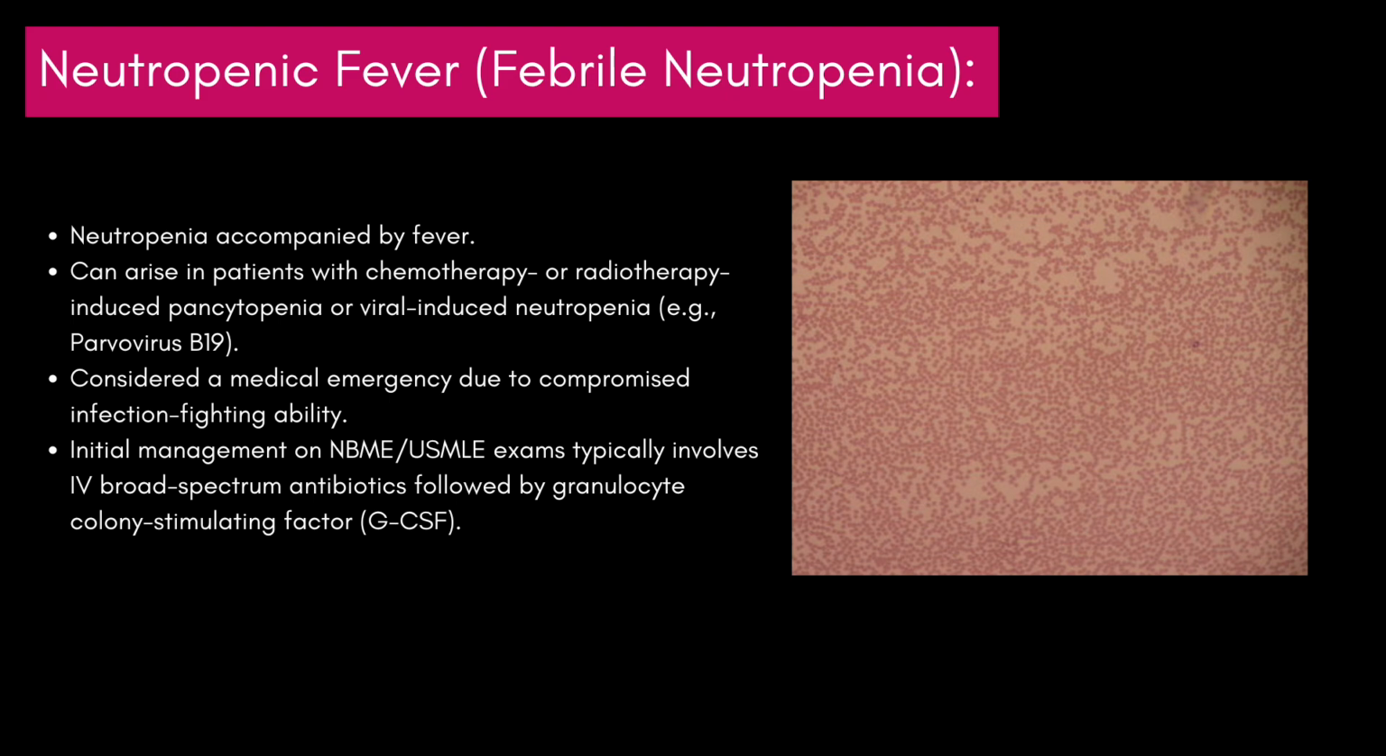It is a type of neutropenia accompanied by fever. It can arise in patients with chemotherapy or radiotherapy-induced pancytopenia or viral-induced neutropenia, for example, parvovirus B19. It is considered a medical emergency due to compromised infection-fighting ability. Initial management on NBME and USMLE exams typically involves intravenous broad-spectrum antibiotics, followed by granulocyte colony stimulating factor, GCSF.